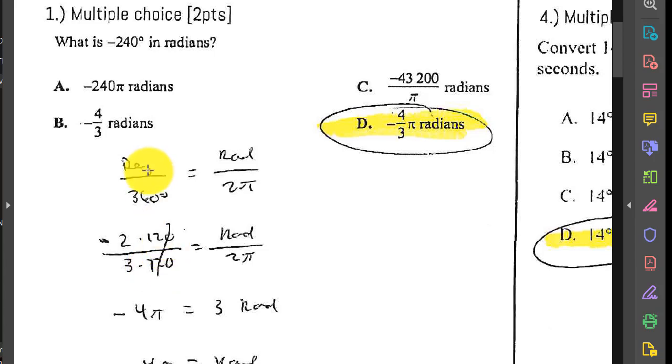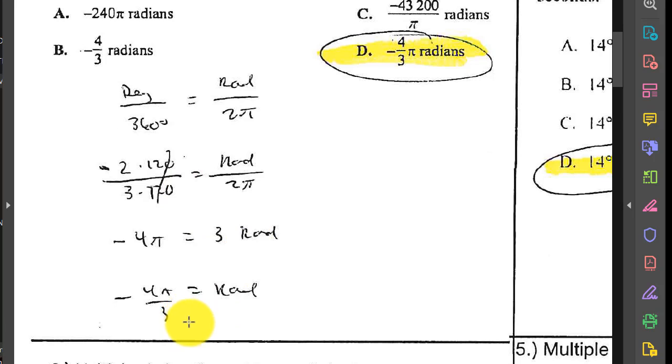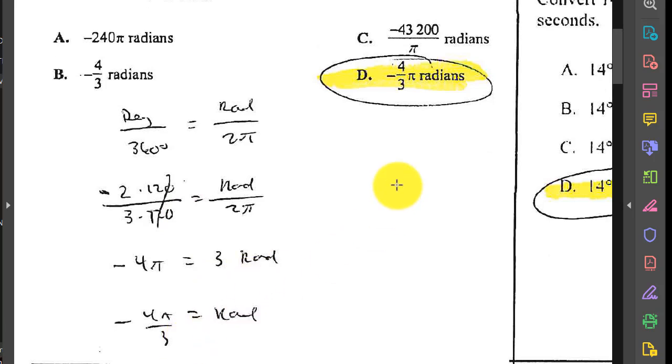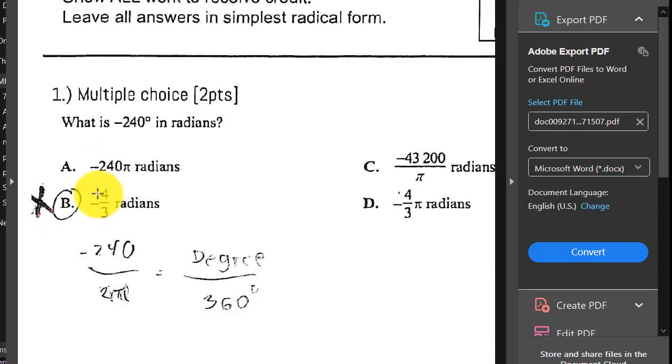Those cancel. So basically what I'm doing is I'm just reducing negative 240 over 360, and that gives me negative 2/3. Negative 2/3 equals radians over 2 pi, and then I can cross multiply: negative 2 times 2 pi is negative 4 pi, and 3 times radian is 3 radians. Divide by 3, and then my answer there is negative 4 pi over 3, and then my correct answer is D. Here's an example of a student who had the formula and they wrote negative 240 and they reduced, but they forgot that it has pi right there.